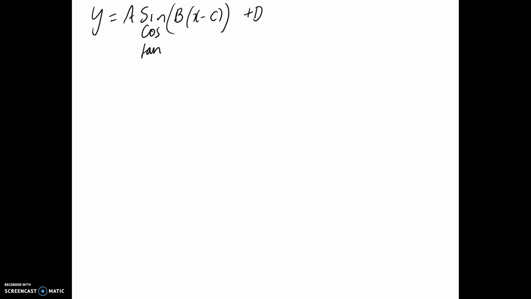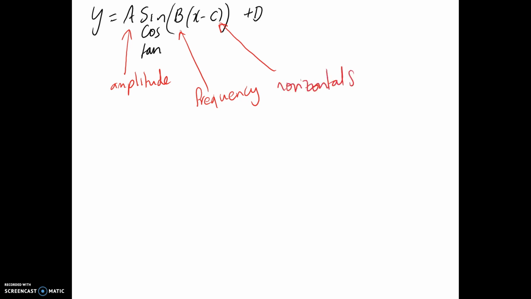Repeating from a previous video, that is our amplitude. The A is amplitude, B is frequency, the number of times it repeats itself in a 360 or 2 pi period. That is the horizontal shift. And D is mean value or vertical shift.